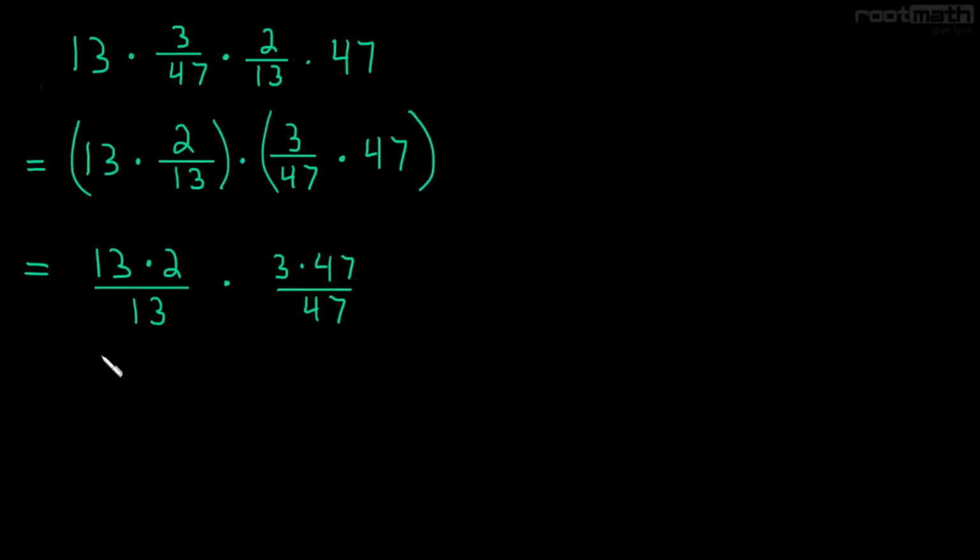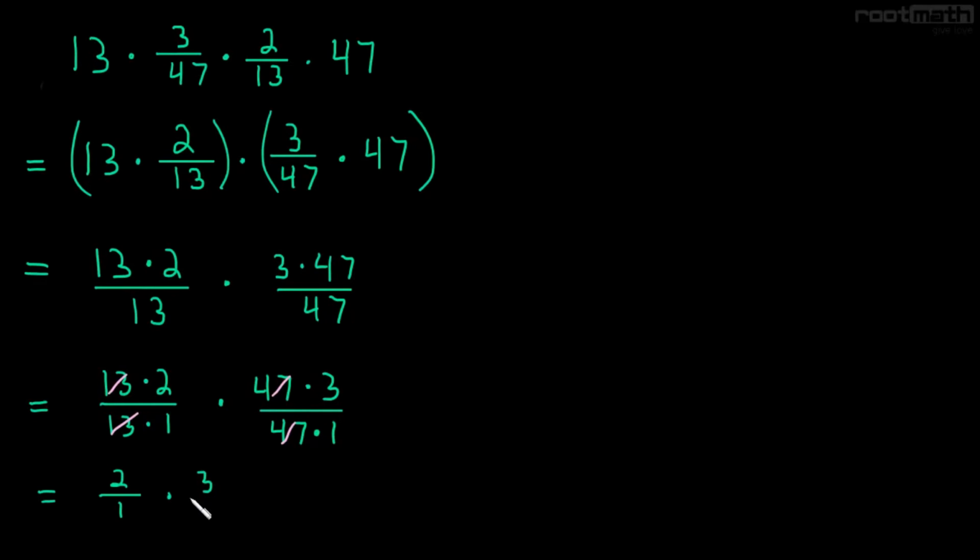And now we can just cancel. But since this is our first example, let's just go through one more step. So 13 times 2 over 13 times 1, right? 13 is the same as 13 times 1. So we'll just put that 1 in there. And 3 times 47 is the same as 47 times 3. And 47 is the same as 47 times 1. And now we're all set to cancel. So we're just left with 2 over 1 times 3 over 1. Well, 2 over 1 is just 2, and 3 over 1 is just 3. So this is 2 times 3, which is equal to 6.